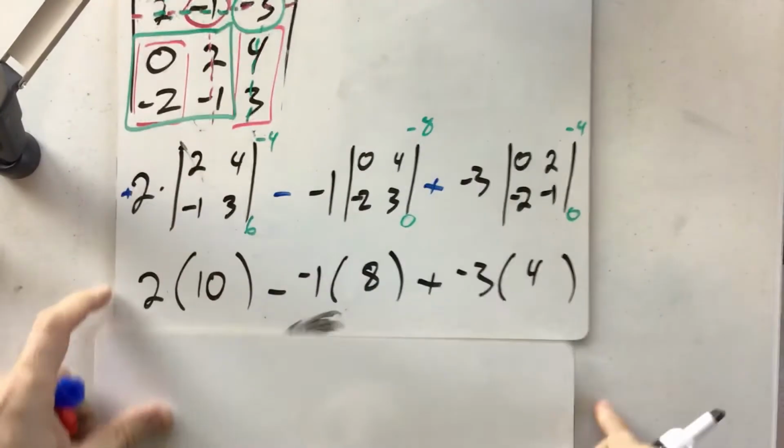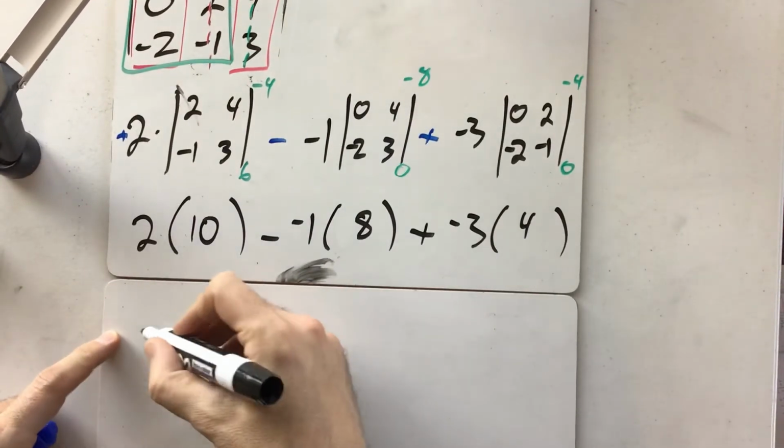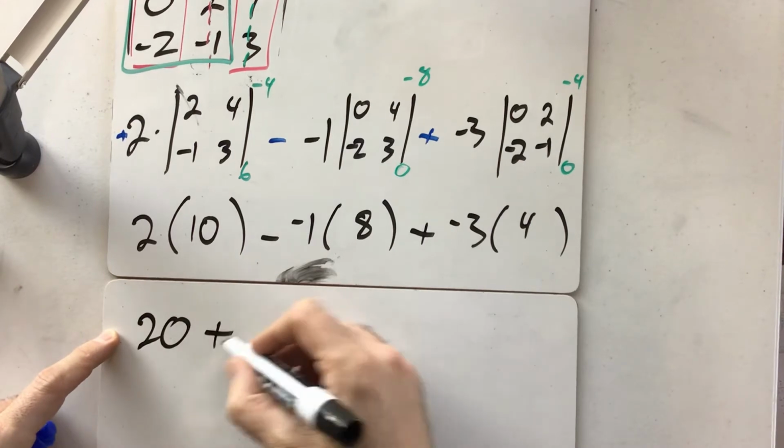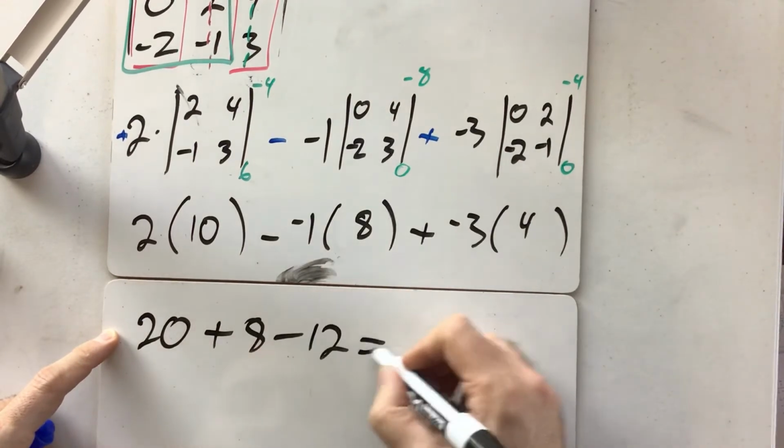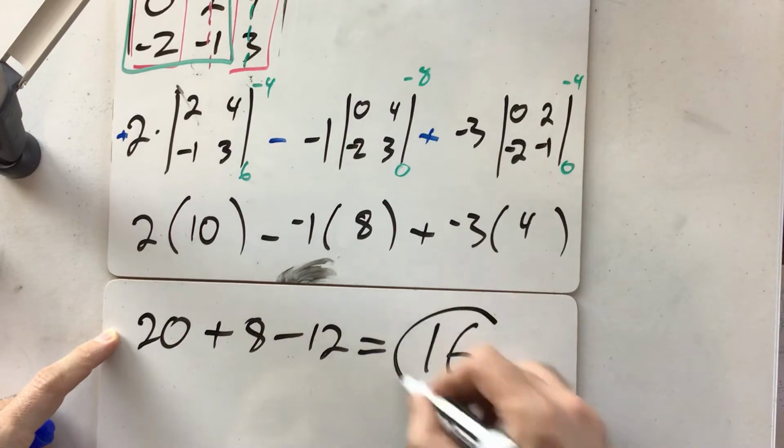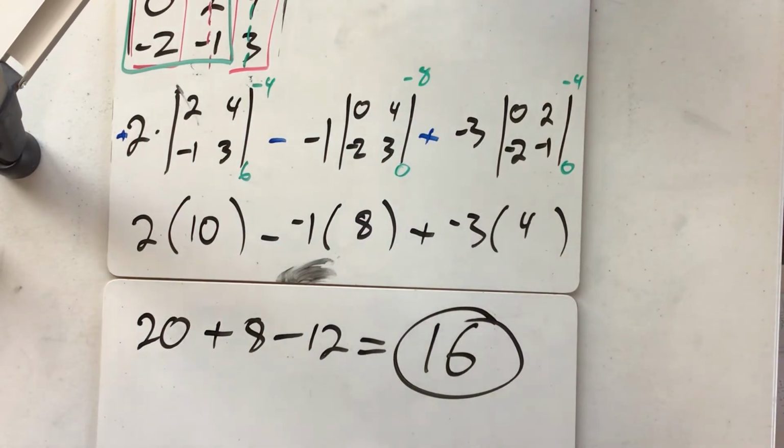Okay, so what's our answer? Our answer is now 20 plus 8 minus 12, and I believe that gives us 16 as our answer. Okay, so 16 is the determinant that we get when we do this problem.